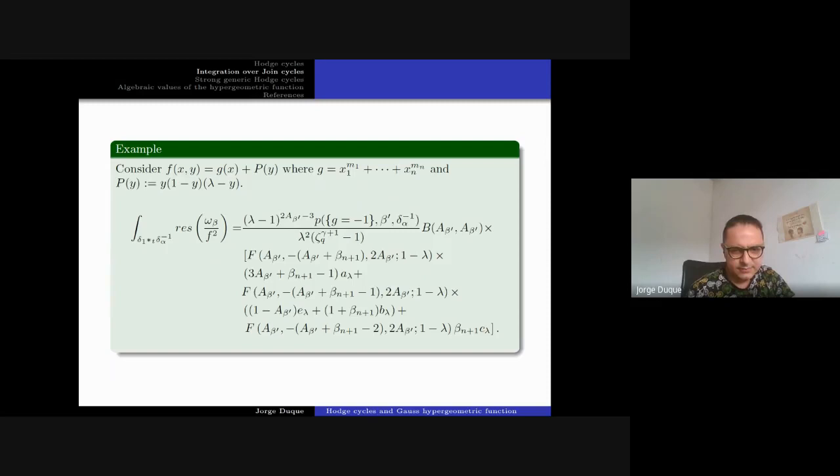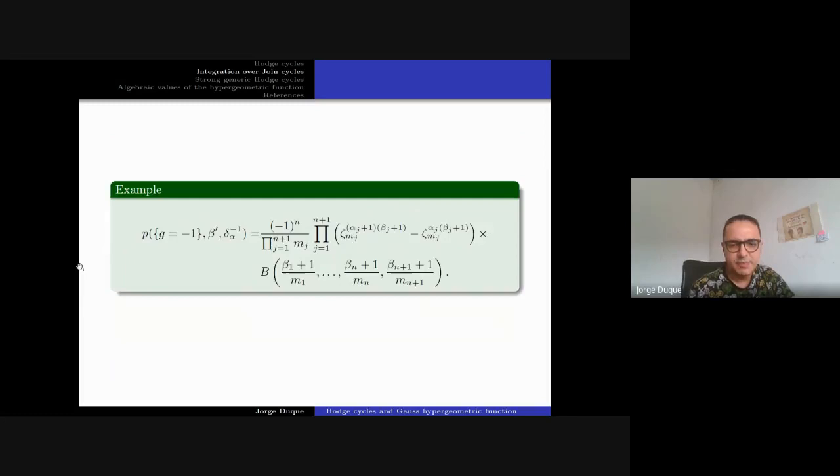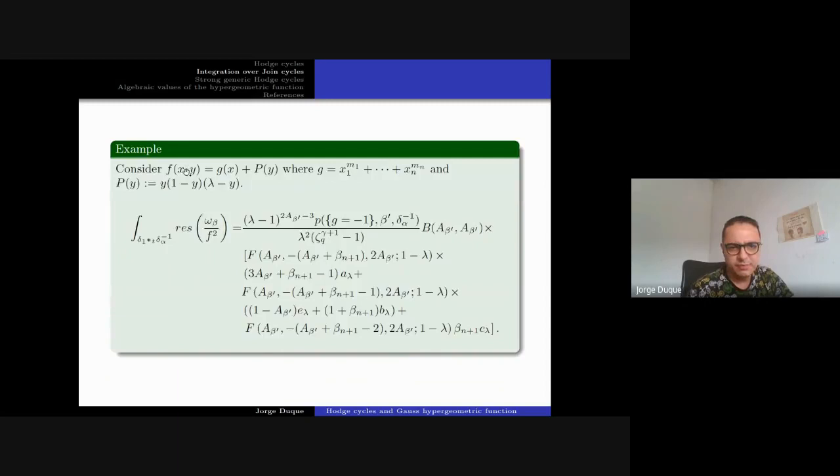This integral we compute explicitly, and it is the product of a root of unity with this beta function. So the important thing to remember here is that with this particular polynomial, the periods, except for an algebraic number, are a combination of hypergeometric functions with a product of beta functions. This is the beta function.